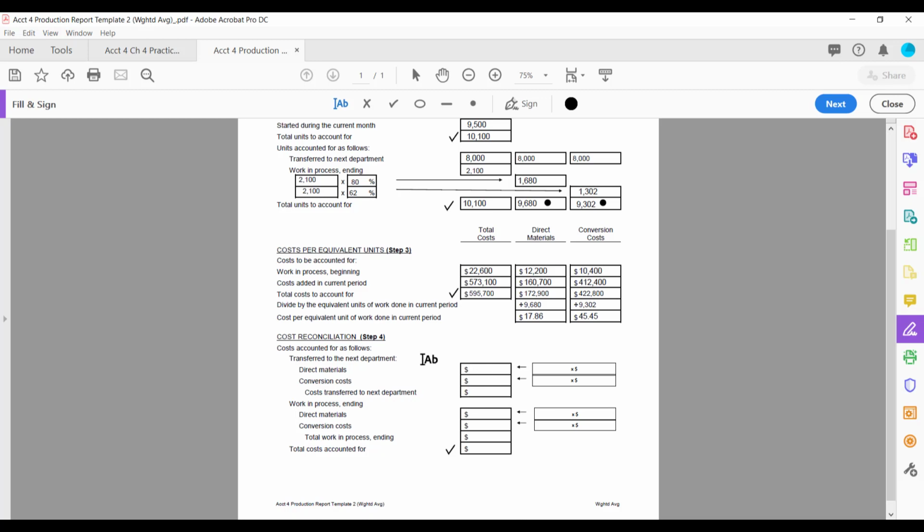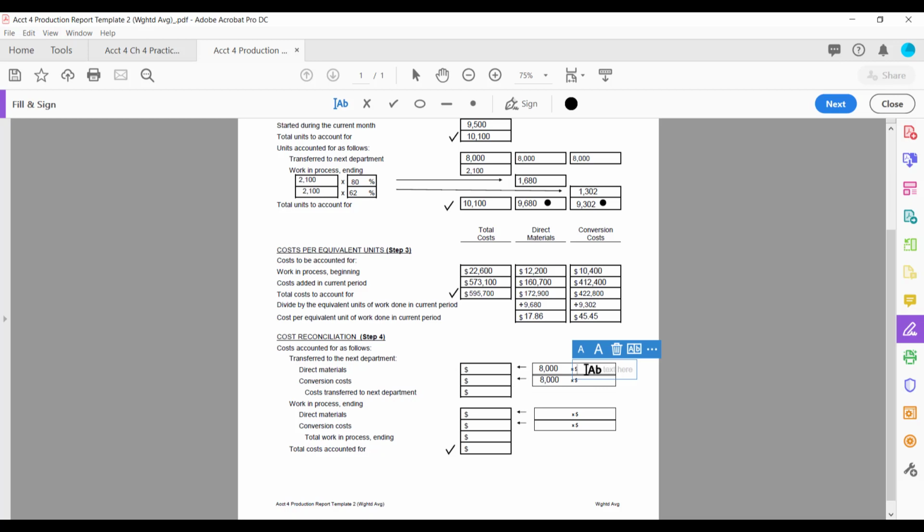And finally, step 4 is where we're doing a cost reconciliation, where we're going to find the cost associated with those units transferred to the next department and the cost associated with the total work in process. So we want to know what the direct materials cost is related to units transferred and conversion cost. How many units were transferred out? We know that is 8,000, so you can put 8,000 into both of these boxes here. But now we don't want to just know how many units were transferred out. We want to know what the cost is for those units, specifically with relation to direct materials and conversion costs.